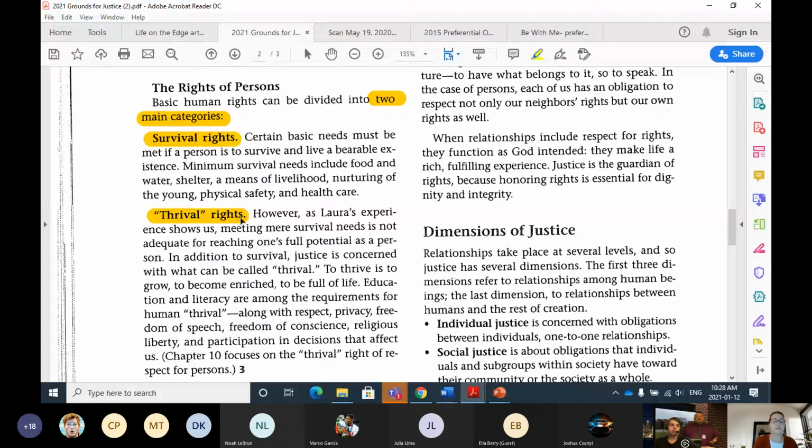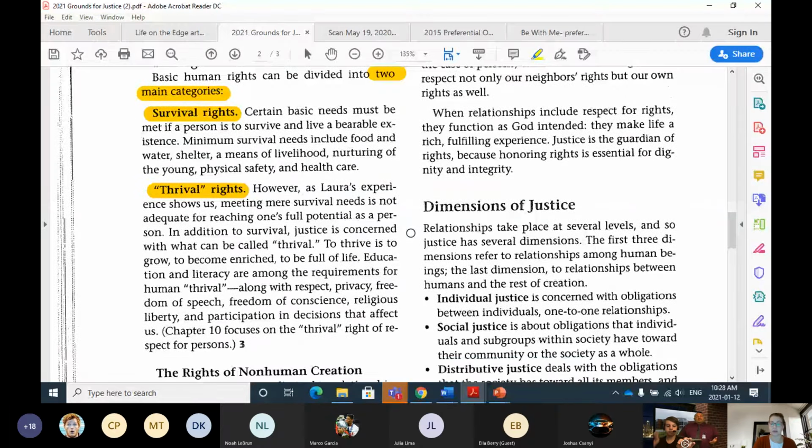So think about it: you can survive, but people say if you're thriving, it means you're doing very well. However, as Laura's experience shows us, meeting mere survival needs is not adequate for reaching one's full potential as a person. Remember, we already know what common good is, and common good is allowing everybody in a community to reach their full potential. So that's not happening here.